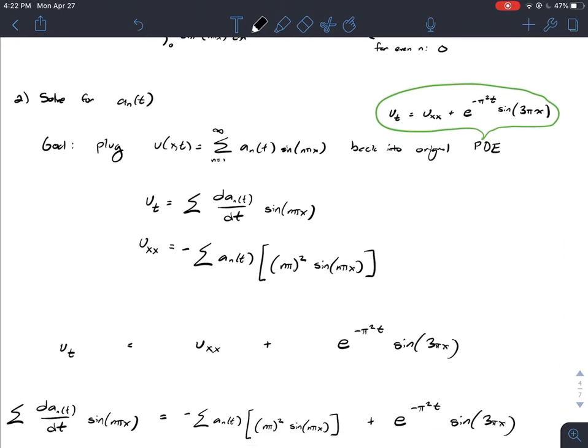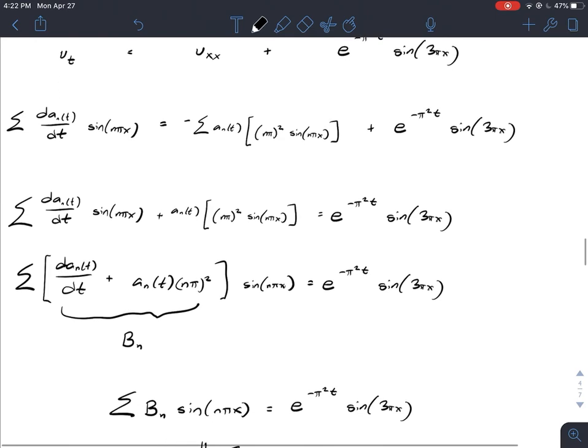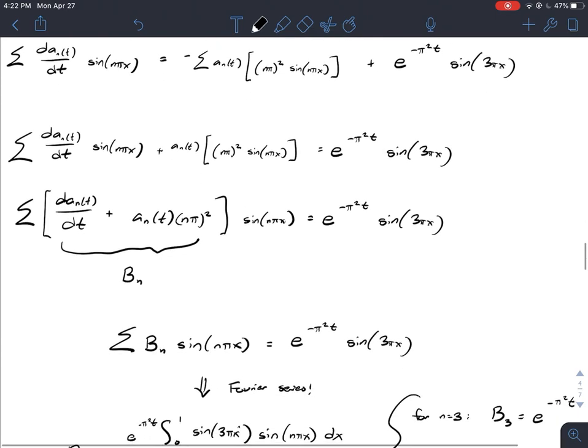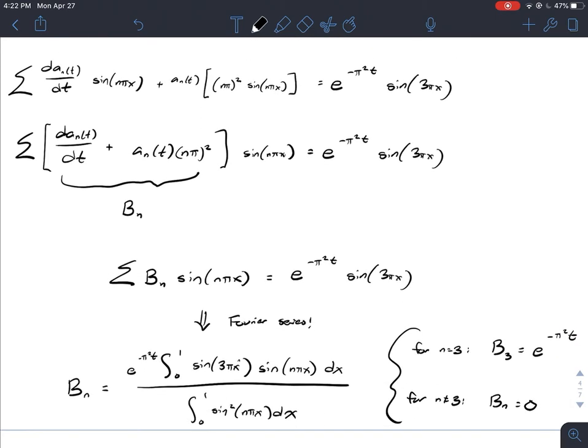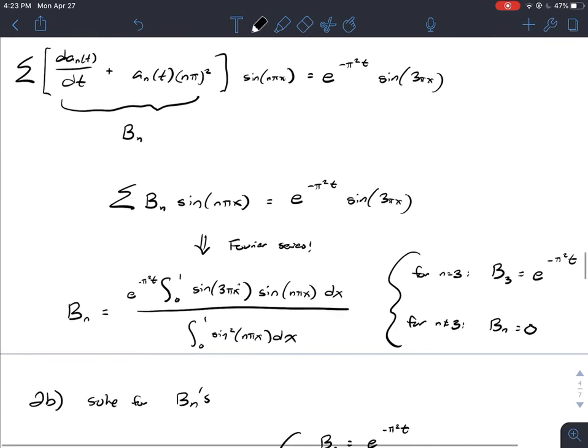Then we more generally solved for a sub n of t. And the way to do this was by plugging into the original PDE, and then solving that PDE in terms of a Fourier series for b sub n, where b sub n was this differential equation in terms of a sub n of t. So there's a lot of subsets of subsets here, but hopefully my logic and handwriting makes sense to what I'm trying to convey.